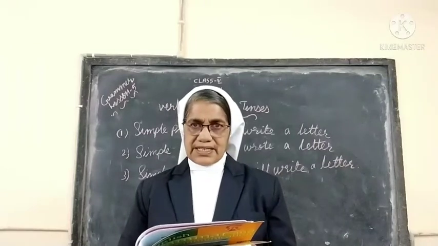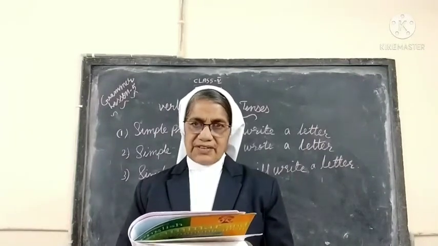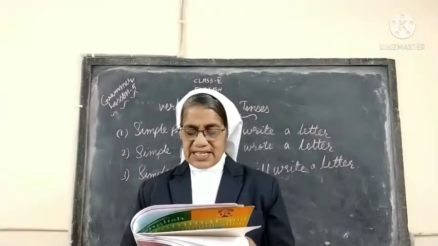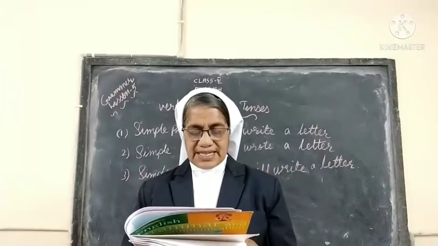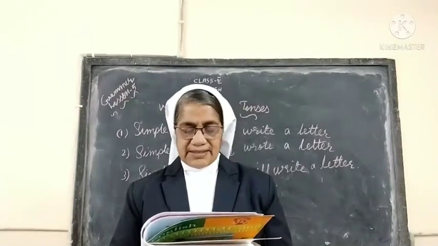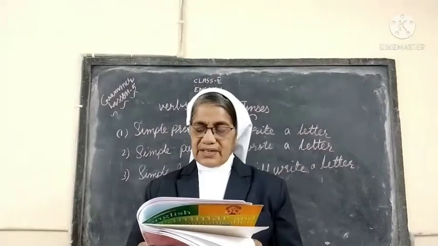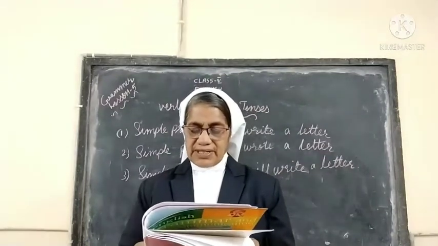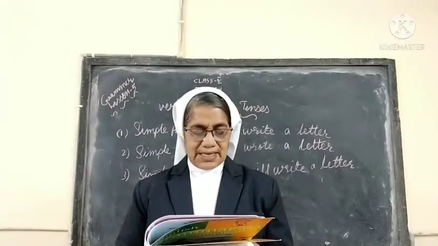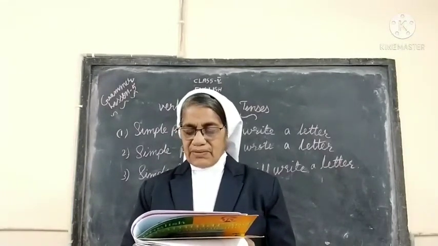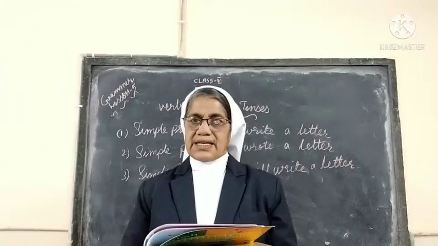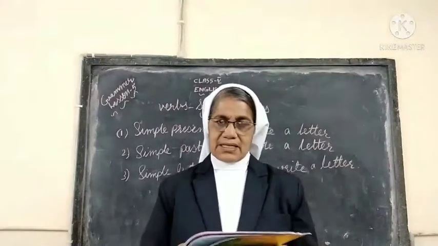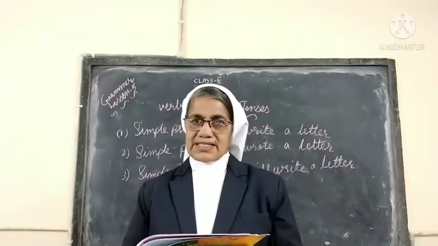Now the next example. The sun sets in the west. The sun set in the west yesterday. The sun will set in the west. The sun sets in the west, that is simple present tense. The sun set in the west yesterday, simple past tense. The sun will set in the west, simple future tense. The past tense is set, and the future tense is will set.